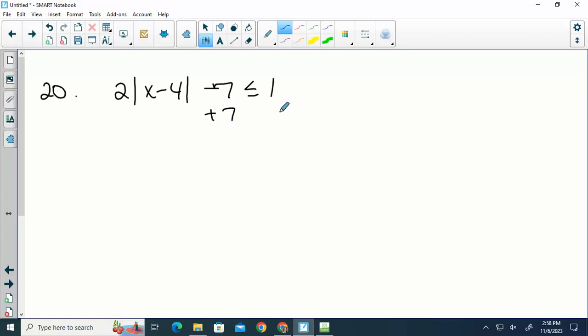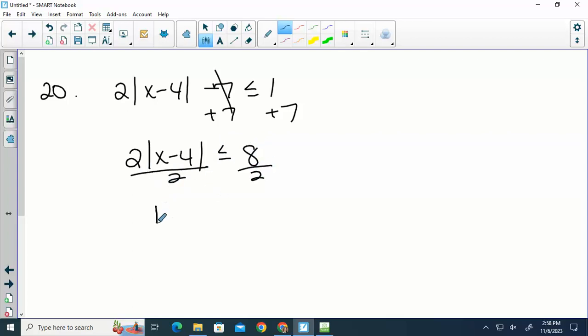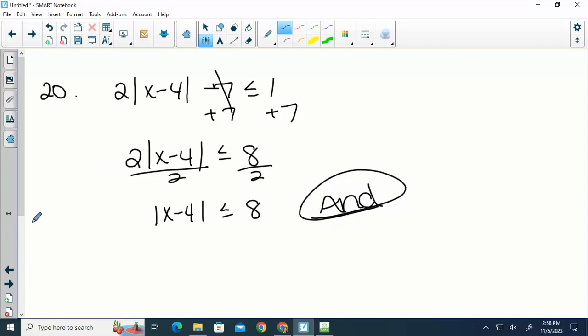I did. So we have a 2, absolute value of x minus 4, less than or equal to 8. Divided by 2. Okay, right now, absolute value is by itself. So is it and or or? Less than. And. No. I said it, I wrote it, and then I didn't do it. Yeah, thank you.